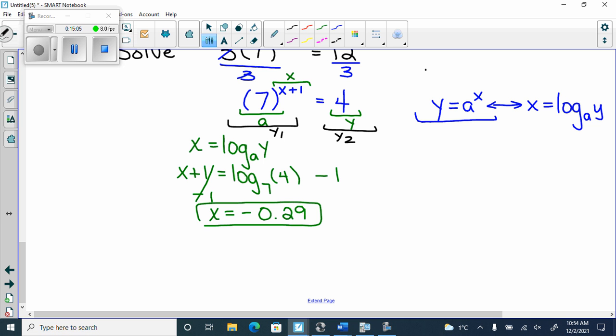Second trace, 5. Enter, enter, enter. Find the intersection of the two. And what do you get for your x? Negative 0.29. Get that? Awesome. Okay. Number 3.